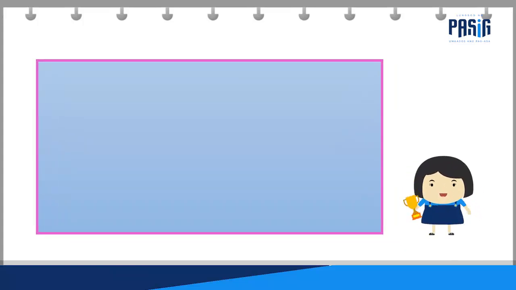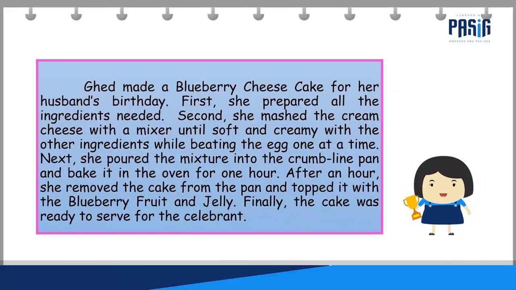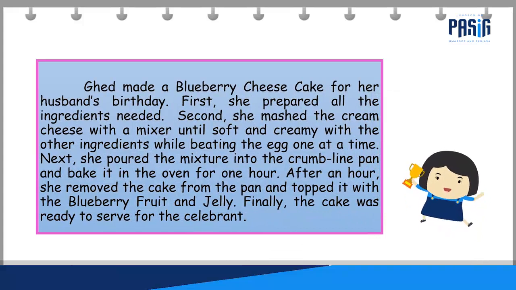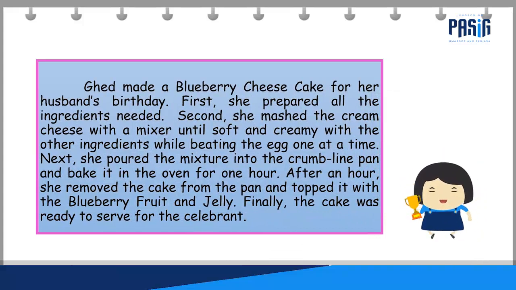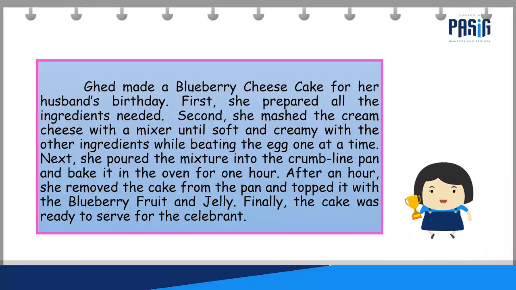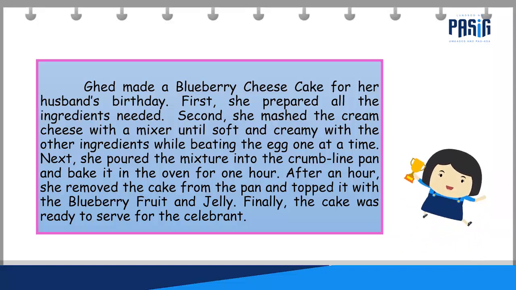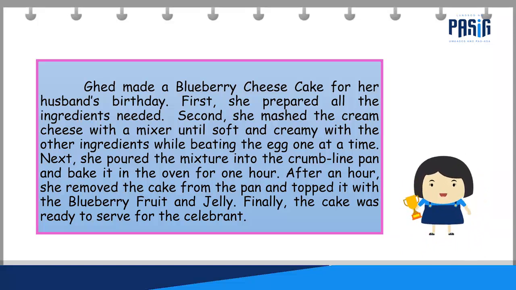Let's try to read the given selection. Jed made a blueberry cheesecake for her husband's birthday. First, she prepared all the ingredients needed. Second, she mashed the cream cheese with a mixer until soft and creamy with the other ingredients while beating the egg one at a time. Next, she poured the mixture into the crumb-lined pan and baked it in the oven for 1 hour. After an hour, she removed the cake from the pan and topped it with the blueberry fruit and jelly. Finally, the cake was ready to serve for the celebrant.